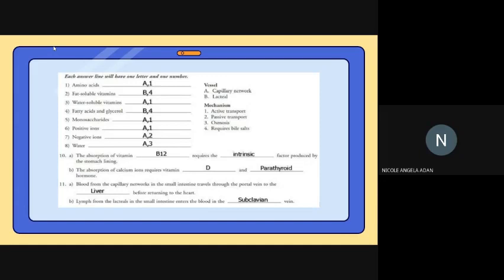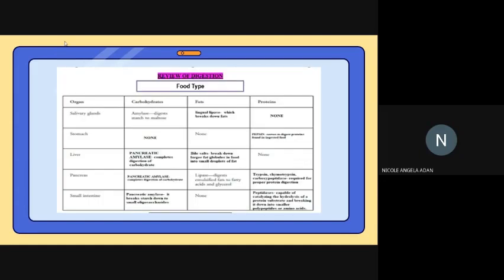For review of digestion, we have 4 columns: the organs, carbohydrates, fats, and proteins. These are the different digestive secretions and actions of each organ listed below. For salivary glands, we have the amylase for carbohydrates, which digests starch to maltose. For fats, we have lingual lipase, which breaks down fats, and for proteins, none.